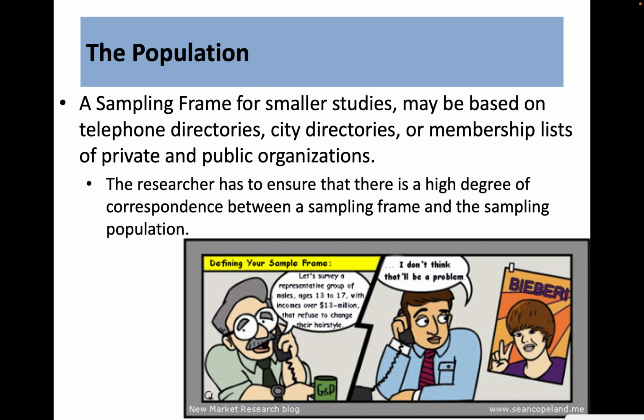Defining your sampling frame: let's survey a representative group of males ages 13 to 17 with incomes over $13 million that refuse to change their hairstyle. And of course, that would be Justin Bieber, according to this.